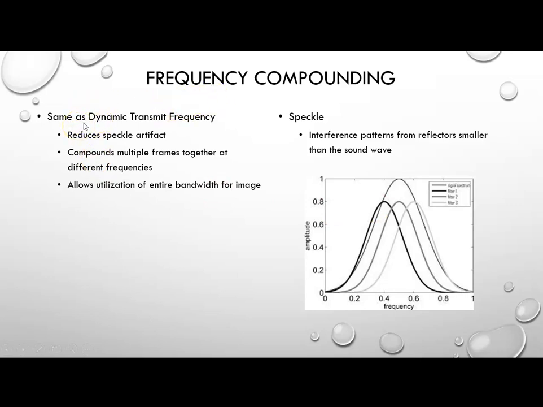This is dynamic transmit frequency, which means that it's done automatically by the machine and we don't have to worry about it. Okay, but it does allow us to utilize the entire bandwidth for imaging. Speckle, so I said this reduces the speckle artifact. I want to introduce you to what the speckle artifact is. So speckle artifact are interference patterns from reflectors that are smaller than the sound wave. So if anyone asks you what is speckle, you can say, well, that's just interference patterns from reflectors that are smaller than the sound wave.